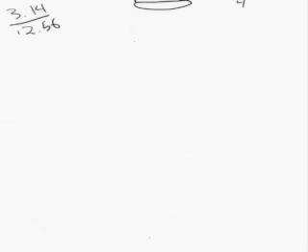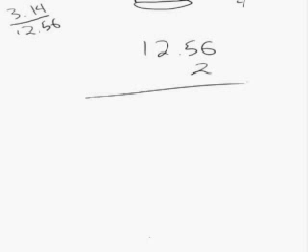Then multiply that again by 2, which gives you 25.12, and that gives you the surface area of both the bottom and the top cylinder circles.